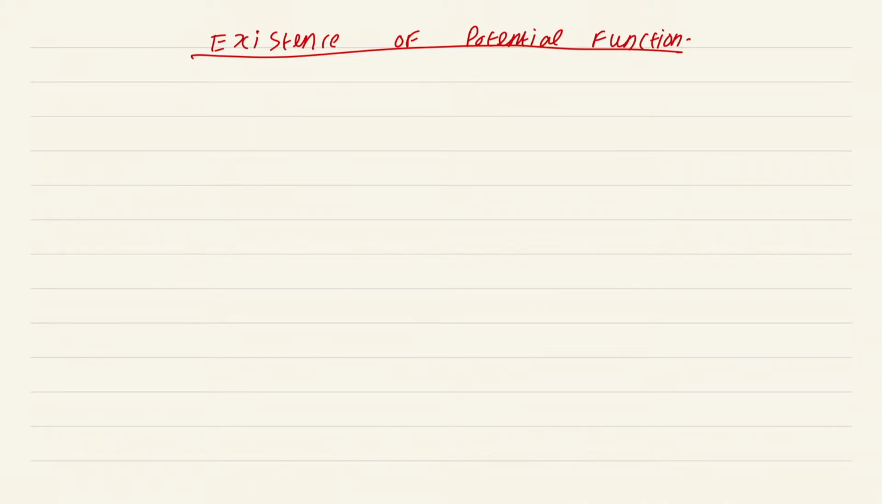We will now investigate whether any conservative vector field automatically has a potential function. To do this, we will first slightly extend the definition of the curves that we consider to piecewise smooth curves. So this is the definition of a piecewise smooth curve.